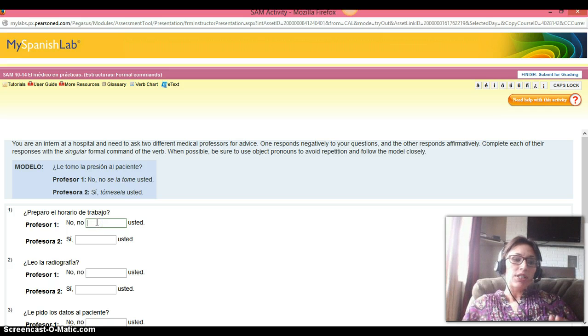The main difference there is that for the affirmative, we're going to tack the object pronouns onto the end of the command, and for the negative, we're going to put them before the command. So that's why it's having us do both, to get practice.